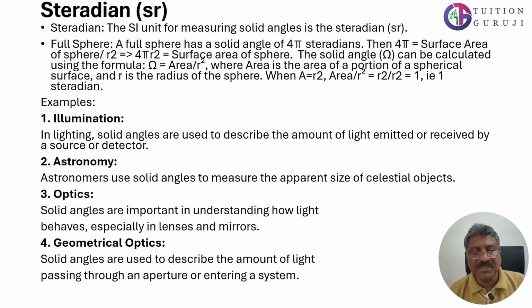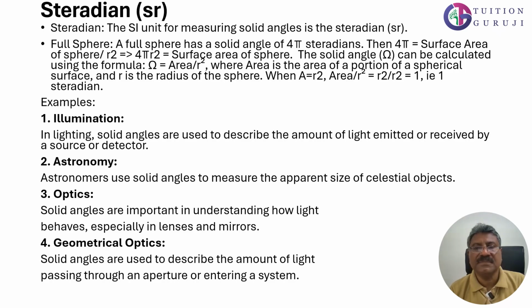Some examples are illumination. In lighting, solid angles are used to describe the amount of light emitted or received by a source or detector. In astronomy, astronomers use solid angles to measure the apparent size of celestial objects. In geometrical optics, this steradian is used everywhere.